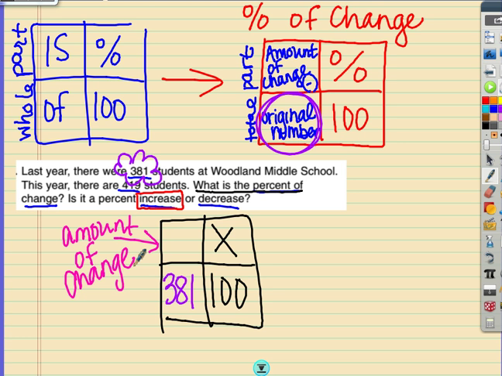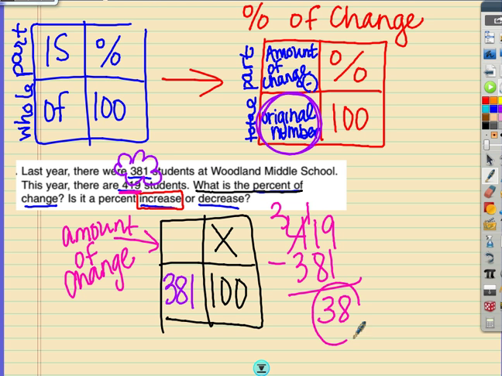If there were 381 and it went up to 419, all I need to do is subtract those two values to find my amount of change. So I'm going to go ahead and subtract those two values. And that means it changed by 38 students. So I'm going to plug in my amount of change: it changed 38 students out of 381 original students.